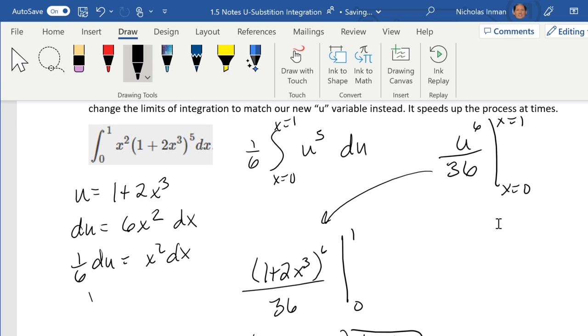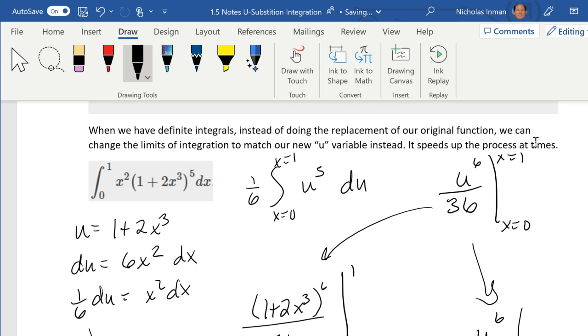Now, the other option that we could have done, instead of going back from u's to x's, we can leave the u's, but change our bounds of integration. These were x equals 1 and x equals 0. Well, plug in 1 right here. 1 plus 2 times 1 cubed, 1 cubed. All right, that's 1. 1 times 2 is 2. 2 plus 1 is 3. And we can just change that to a 3. Plug in 0 right here for this x. 2 times 0 cubed is 0, plus 1 is 1.